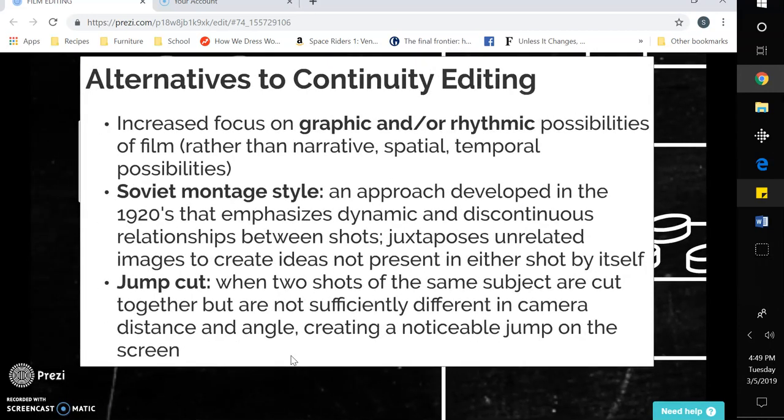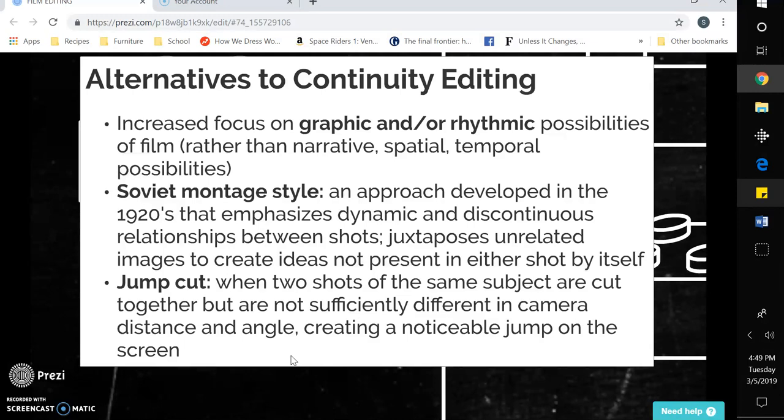But the important thing to keep in mind here is that continuity editing and seamlessness are not the only way to make a film. Just because they are the dominant style, especially throughout classical Hollywood, does not mean that there are not alternatives to this particular style of editing.